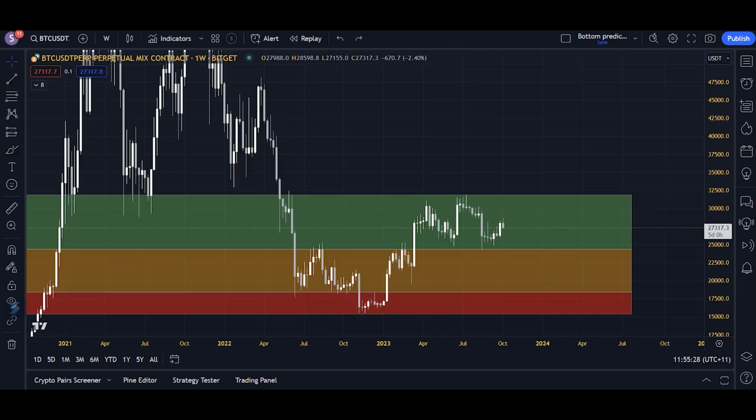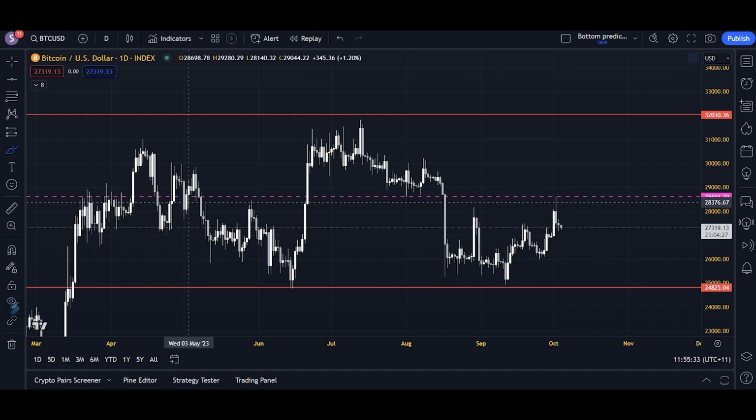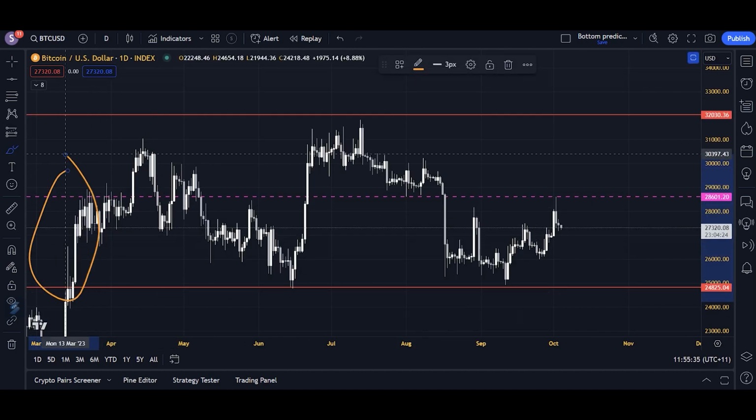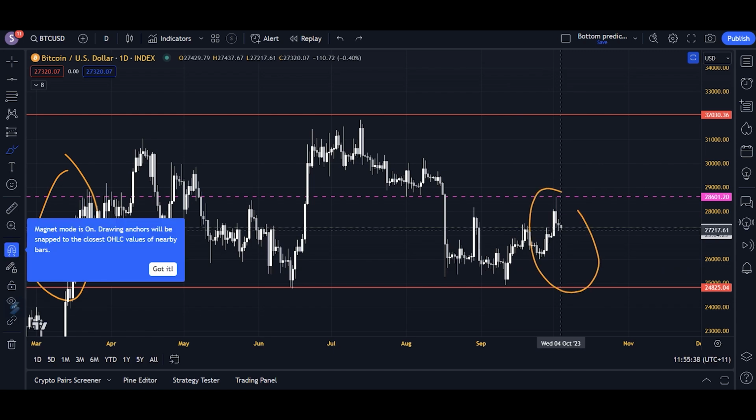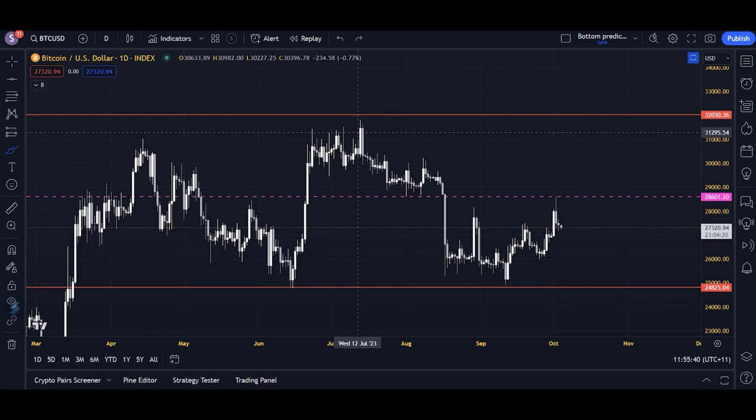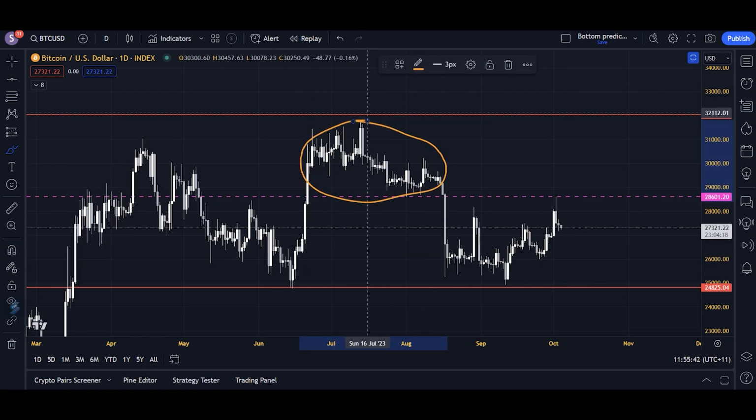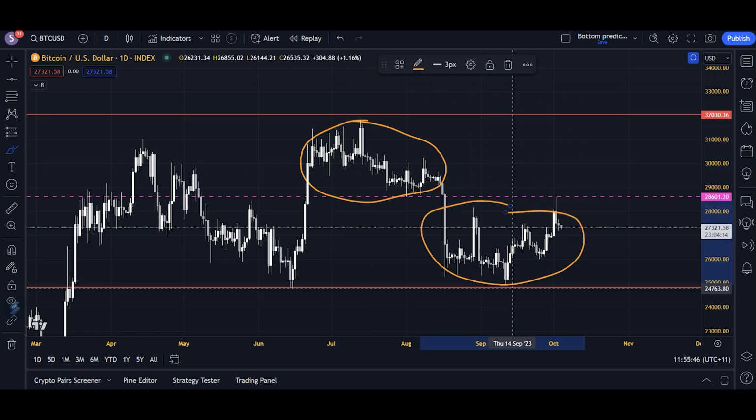Of course, we have the big range, which is between February or March and now, which on this screen is the same thing. February or March and now, that's the big range. But within this big range, we have micro ranges. We have the range above 28.6K up to 32K, and we have the range below 28.6K down to 24.5K.